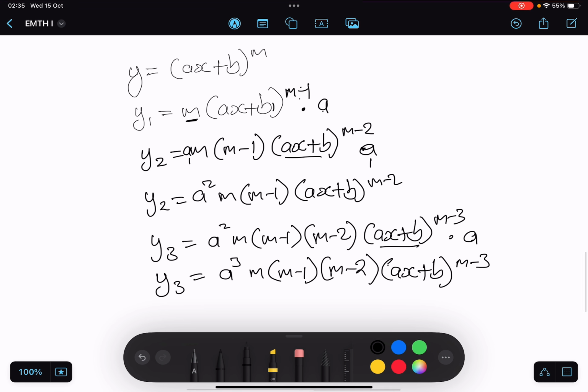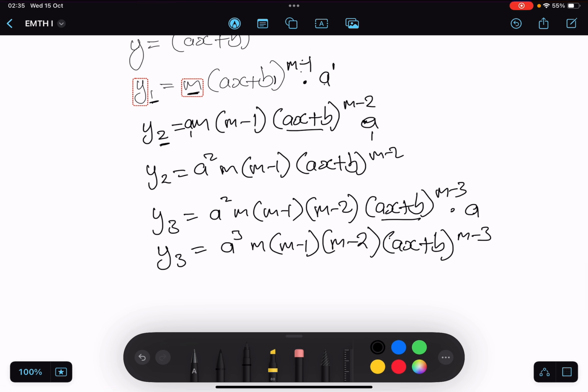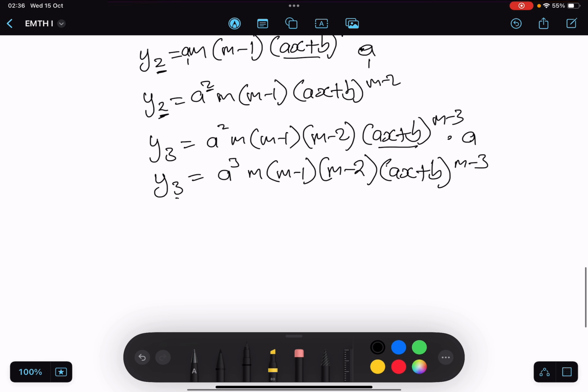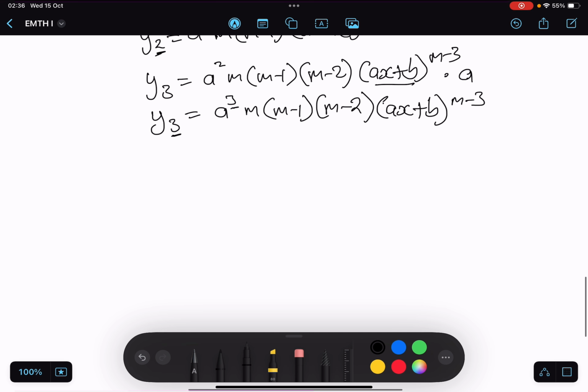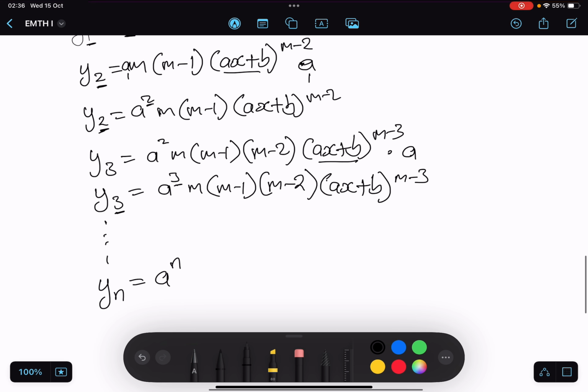So we started with the first derivative, y1, so the power of a was 1 here; y2, the power of a is 2; and y3, the power of a is 3. Which means if you find the nth derivative for this one, the power of a is going to be n. That's the start.